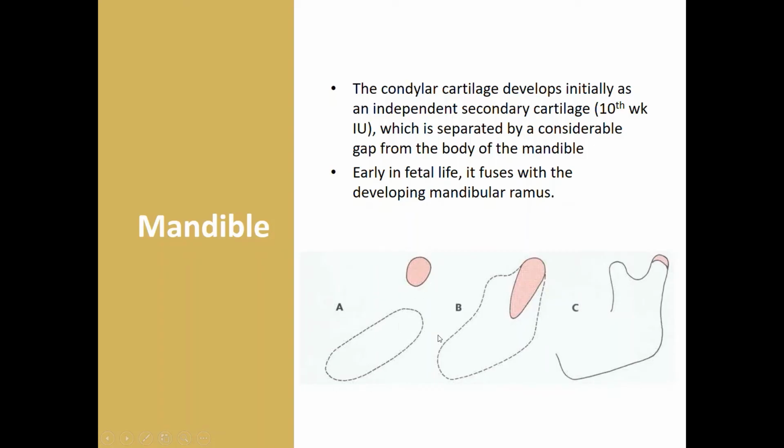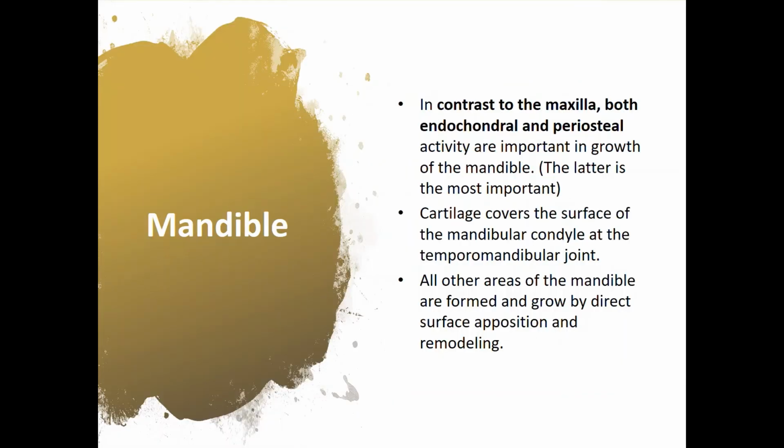The type of bone formation of the body, as we said, is intramembranous ossification, but bone formation at the condyle is endochondral ossification. So this is different from the maxilla. The maxilla is purely intramembranous ossification, but for the mandible, there are two ossification processes that contribute to its development: the intramembranous ossification of the body and part of the ramus, and then the endochondral ossification of the head of the condyle, and that will contribute to the increase in the length of the ramus and the development of the mandible.